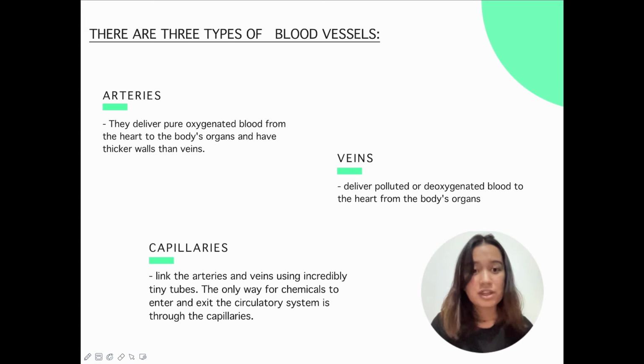Well, to answer that question, arteries do not require or have valves because the pressure from the heart is so strong that blood can only flow in one direction. Lastly, valves also assist blood in traveling back to the heart against gravity.